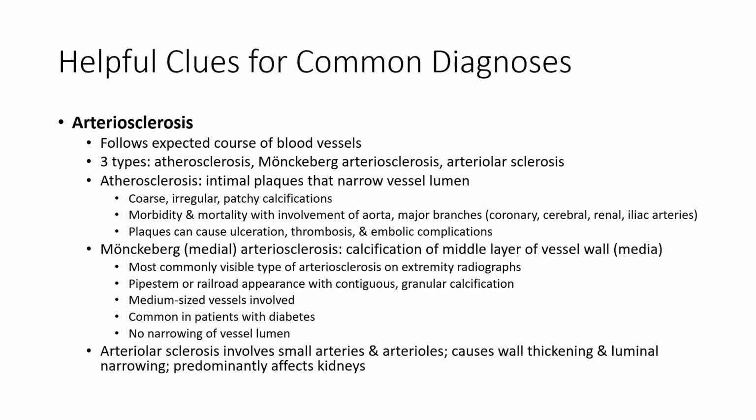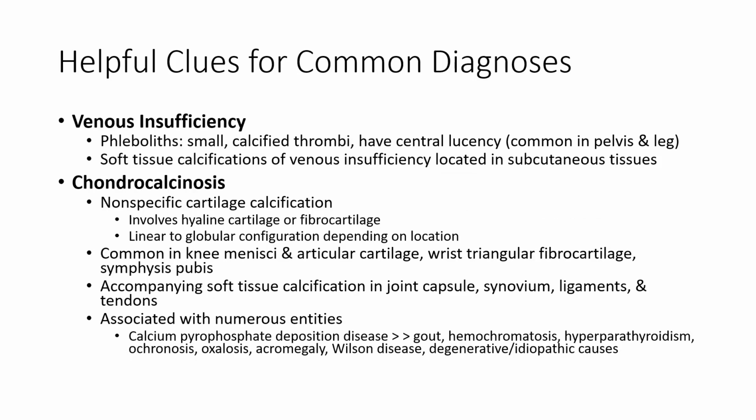Arteriolosclerosis involves small arteries and arterioles, causing wall thickening and lumen narrowing, and predominantly affects the kidneys. Venous insufficiency produces phleboliths, which are small calcified thrombi with central lucency, common in the pelvis and leg. Soft tissue calcification of venous insufficiency is located in the subcutaneous tissue.